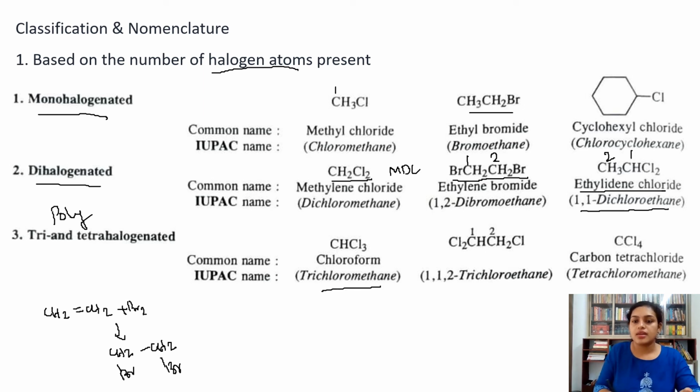The IUPAC name of carbon tetrachloride is tetrachloromethane. And there is another example given here. It doesn't have a common name, so the IUPAC name is 1,1,2-trichloroethane. So this is the first classification, based on the number of halogen atoms present.